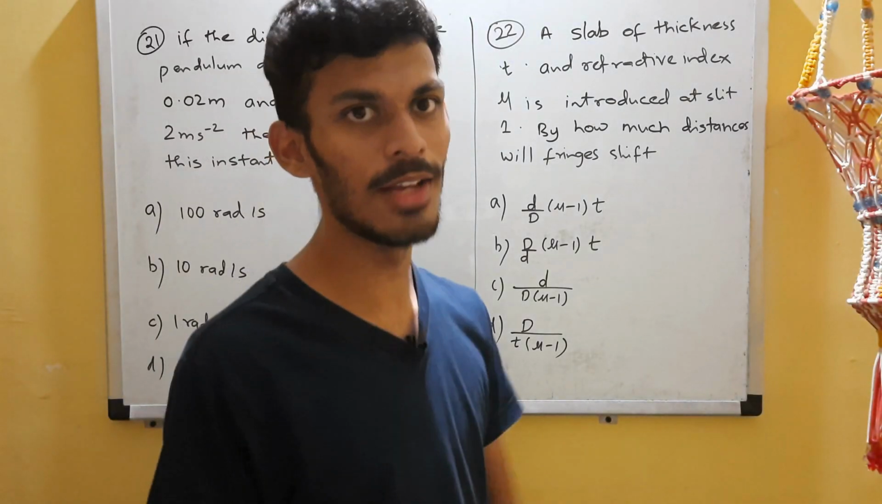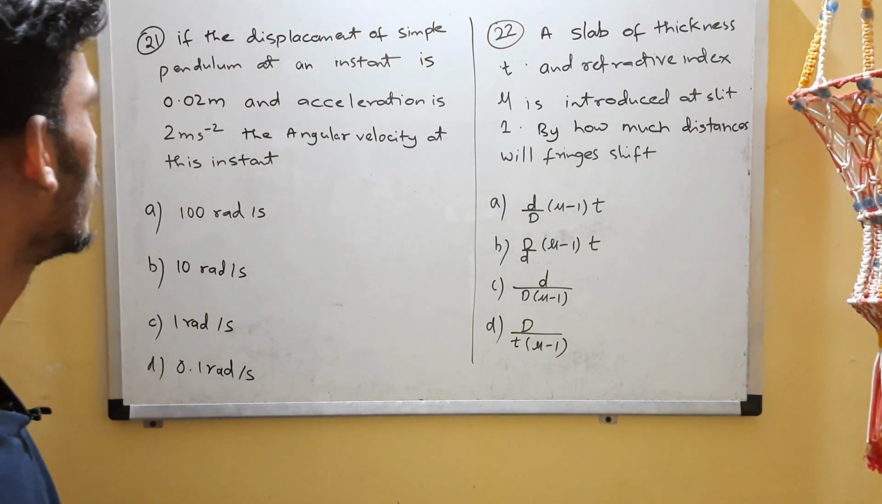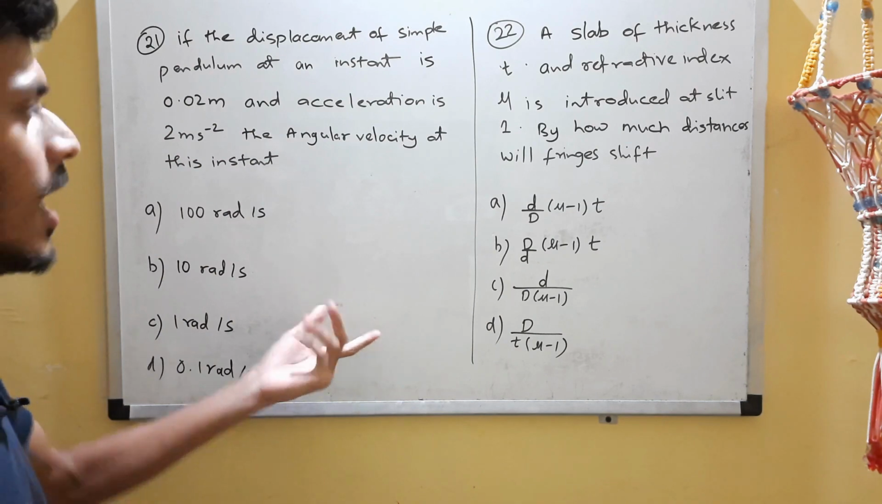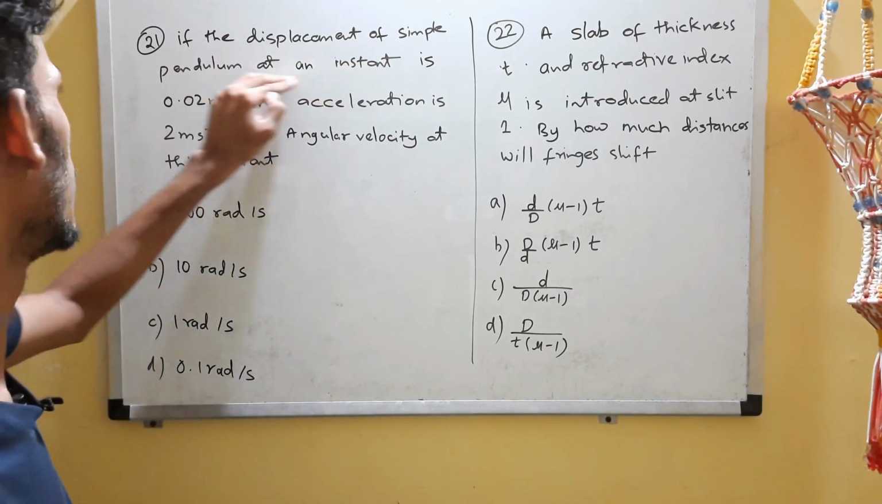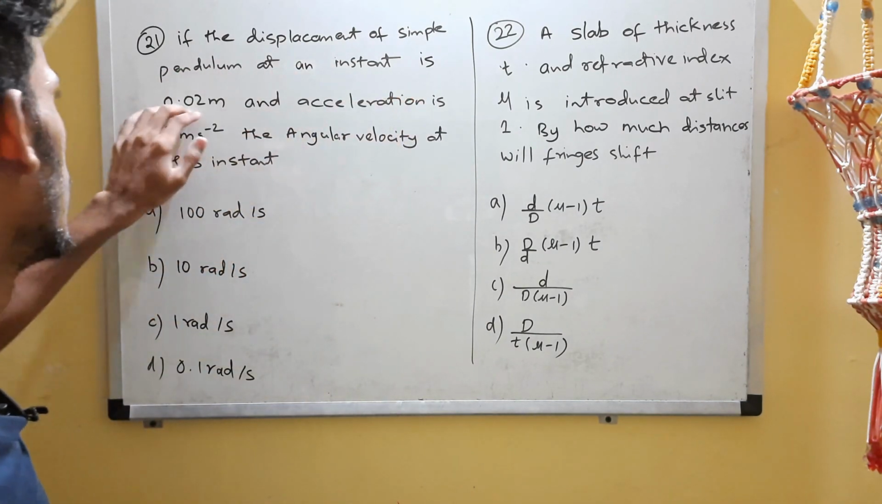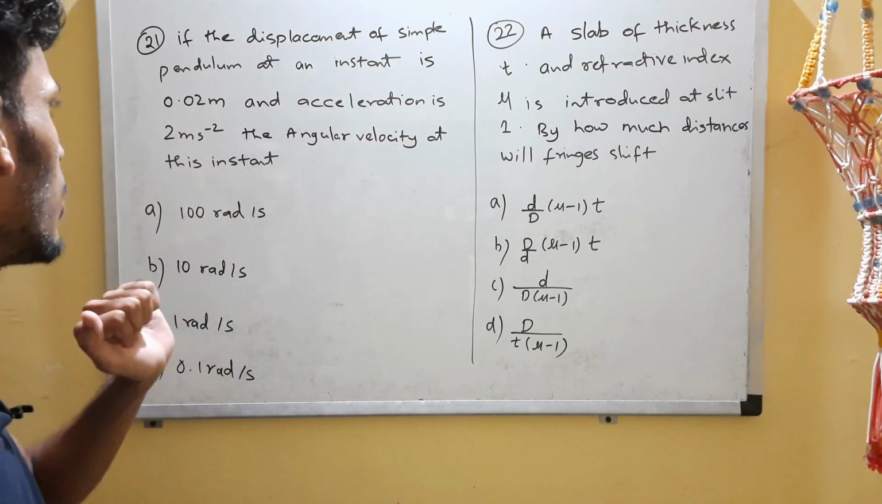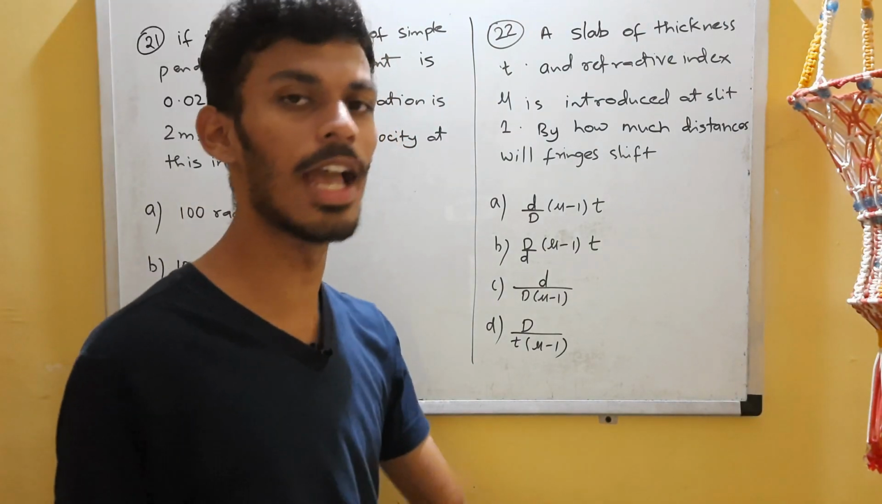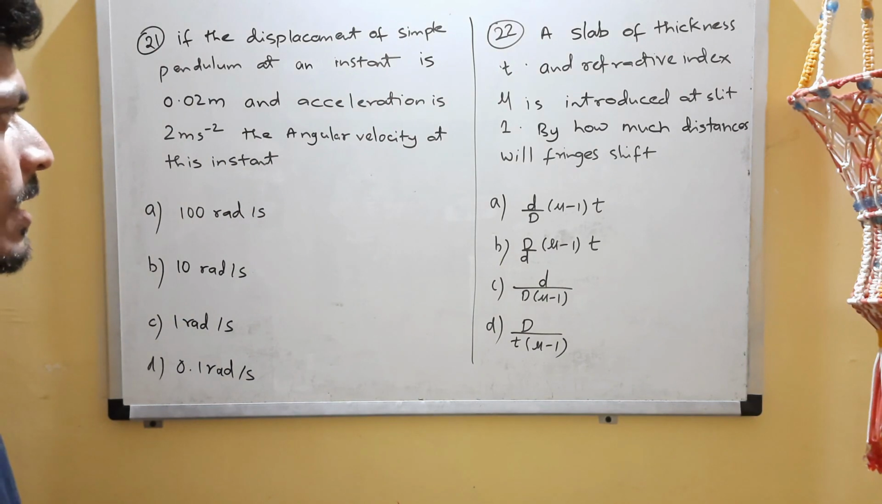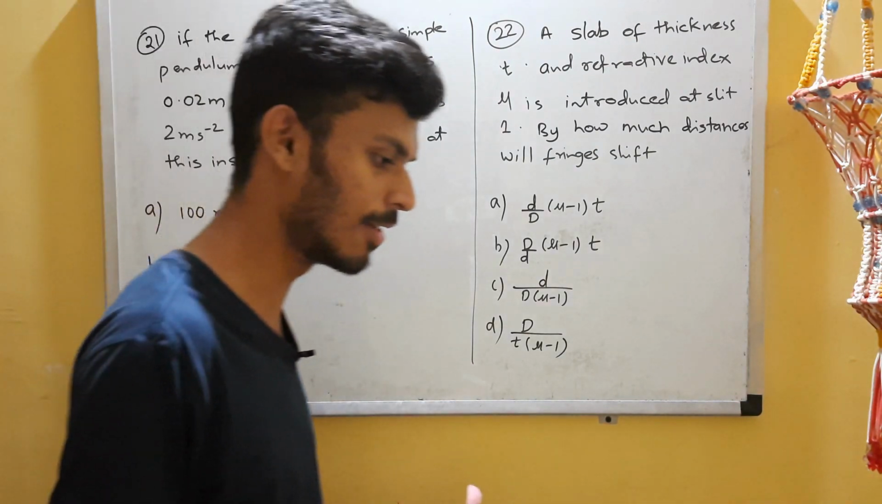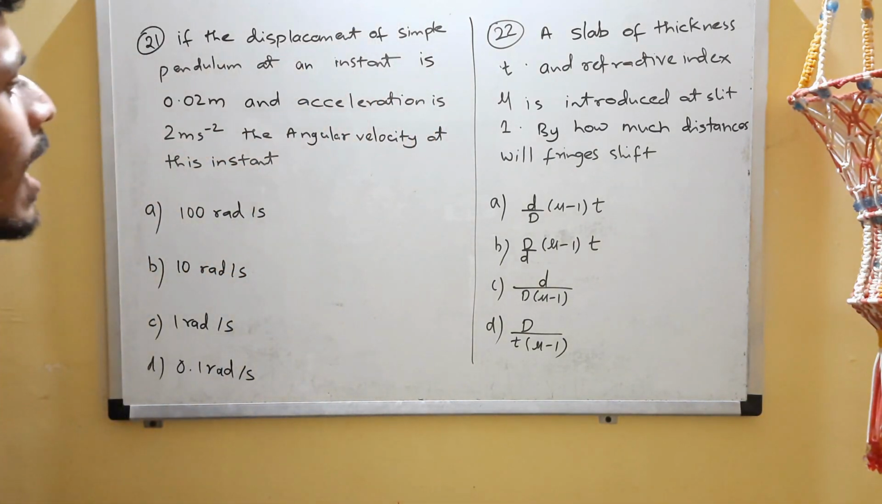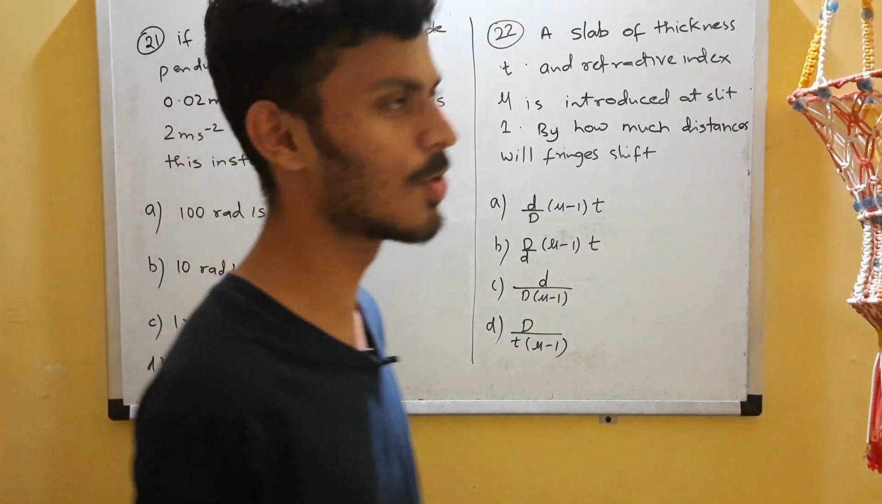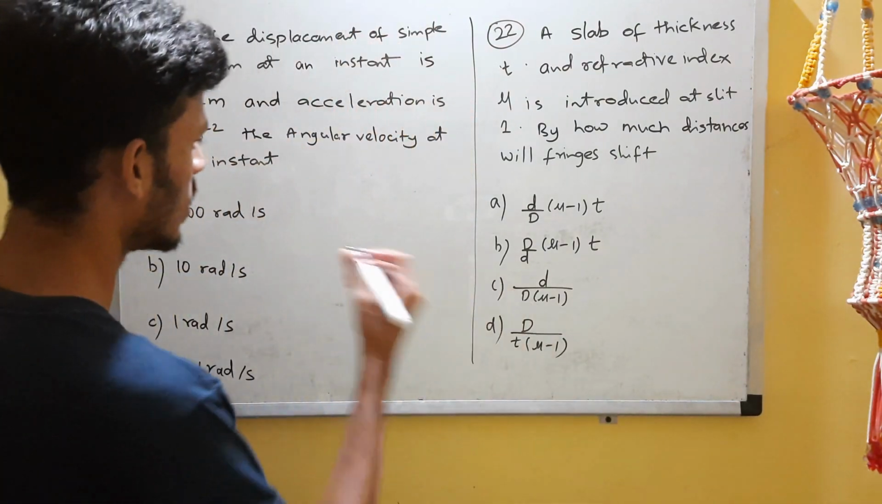So question number 21 and 22. In 21, it's a question from SHM. You are given the displacement of a simple pendulum at a particular instant, and the acceleration is also given. You are supposed to tell what is the angular velocity at this instant. Actually, it's very simple if you know the formula, of course. The formula that you are supposed to use over here is the general equation of SHM.